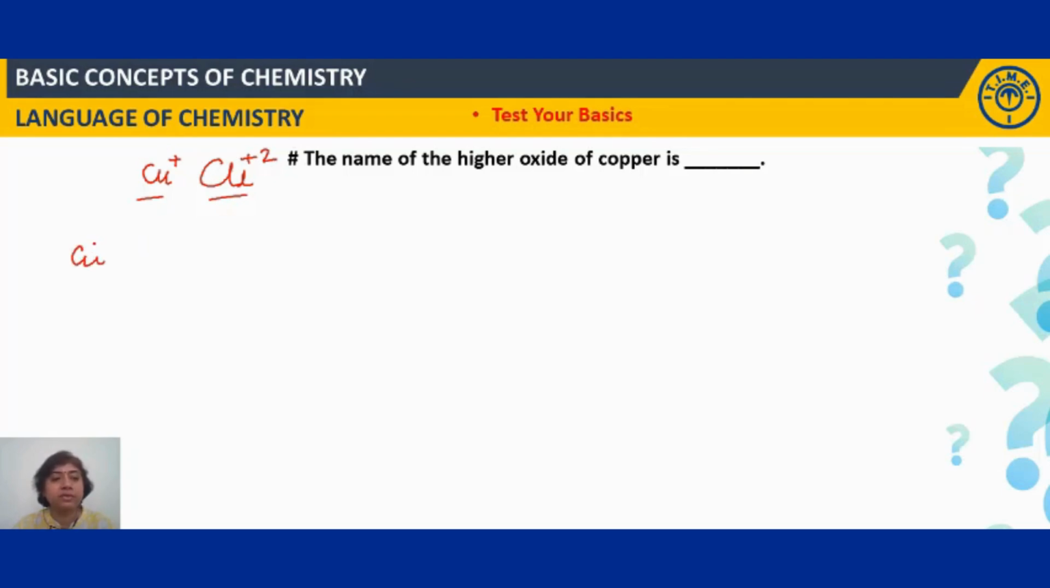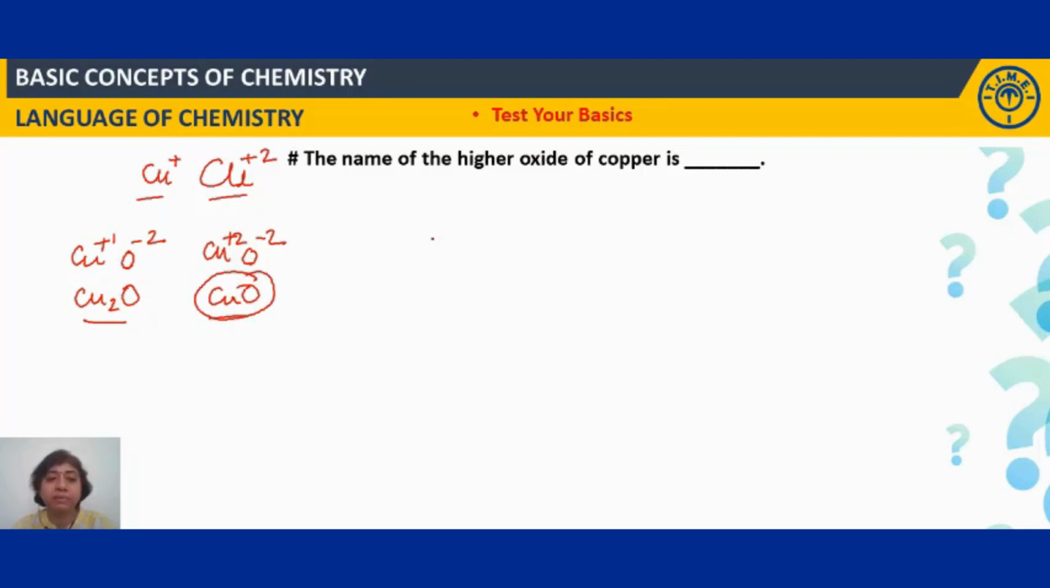Suppose Cu+1 and O-2. Oxygen valency you know, -2. Now what will be the formula of the compound? It will be Cu2O. Fine. And the other one is Cu+2 and O-2, so it will be CuO. Fine. So higher oxide means we have to consider this.